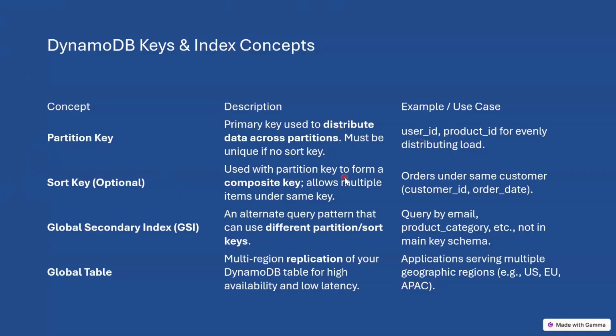And sort key is another key which you can use in combination with the user ID. For example, let's say customer ID is your partition key and order date is your sort key. One customer ID can order multiple things on multiple dates, right? So this is how you can use the combination of both as a partition key and sort key. There is also the concept of GSI and global table. I will explain that when it comes. Okay. So now let me go to the AWS console once again.